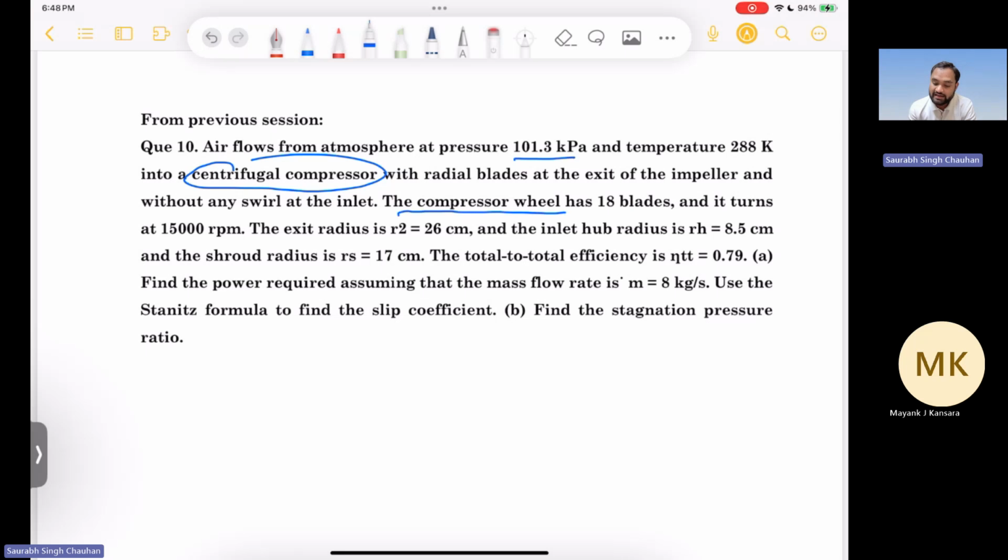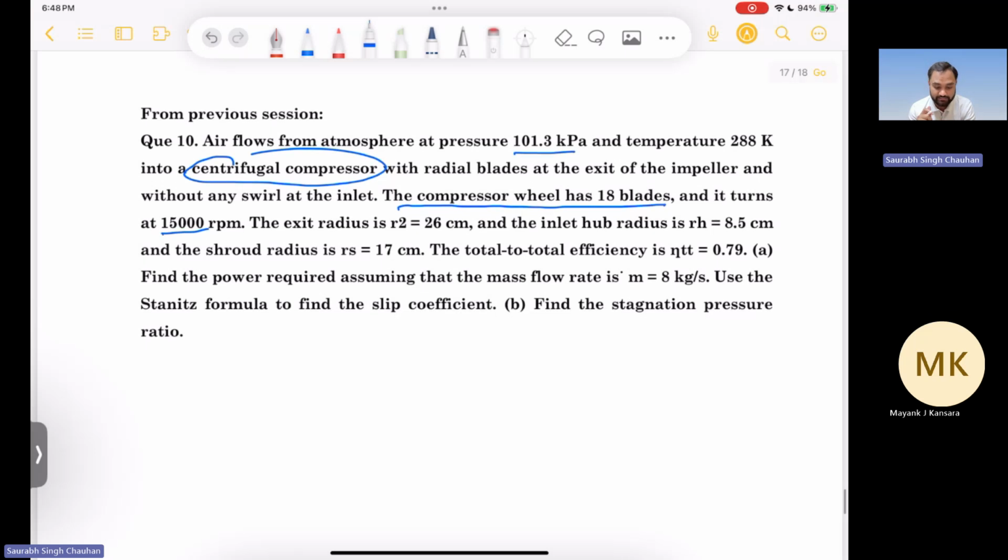Then it says the compressor wheel has 18 blades and it turns at 15,000 rpm. So this is your omega. The exit radius R2 is equal to 26 centimeter, the inlet hub radius is 8.5 centimeter and the shroud radius is 17 centimeter. The total to total efficiency is 0.79. We have to find the power required. Why power required? This is a compressor, and compressors are work consuming devices, power consuming devices. So it will consume some work. So power required, assuming that mass flow rate m dot is 8 kilogram per hour. Use the Stanitz formula to find the slip coefficient. Find the stagnation pressure ratio.